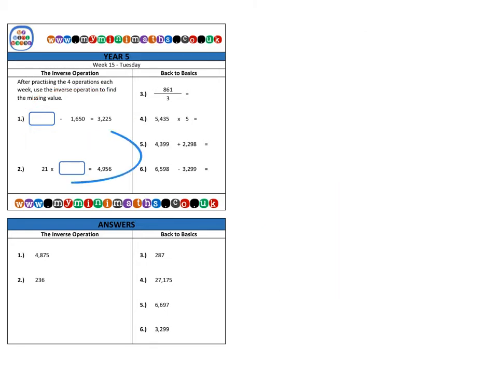And next we're on to question 2, and this time we're looking to find out if I have 21 people and they have a bag of sweets each, but the total of all the sweets put together will be 4,956. We need to work out how many sweets does each person have. So don't forget the inverse of multiplication is division, so we need to use division to solve this missing value. So if I take my 4,956 sweets and I divide those between 21 people, it will tell me how many sweets each person has.